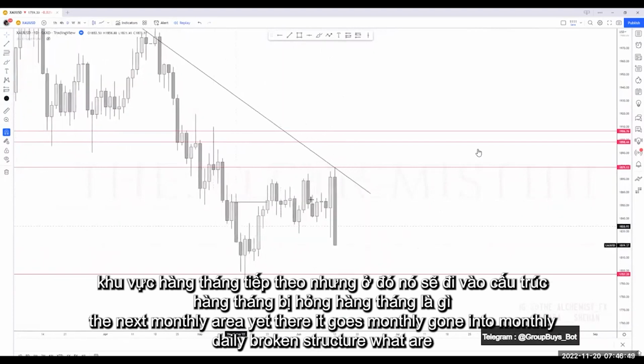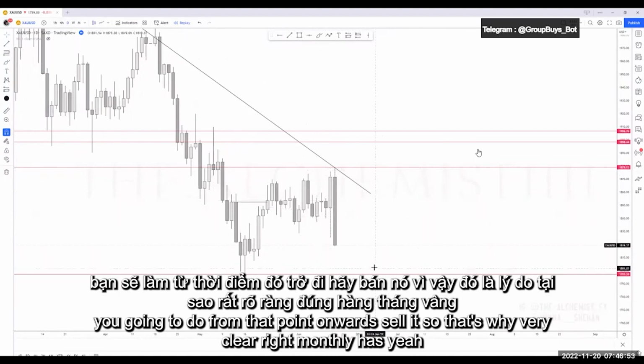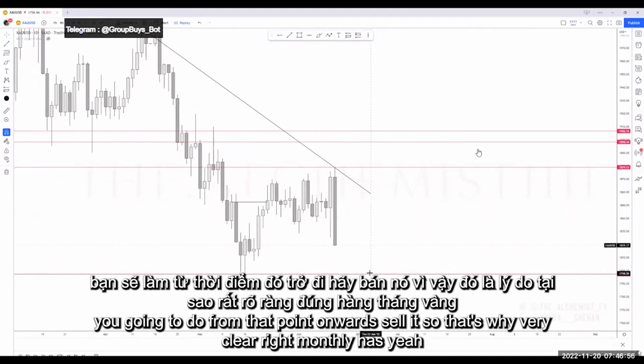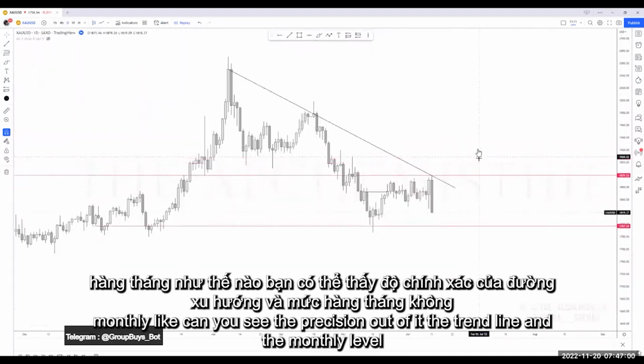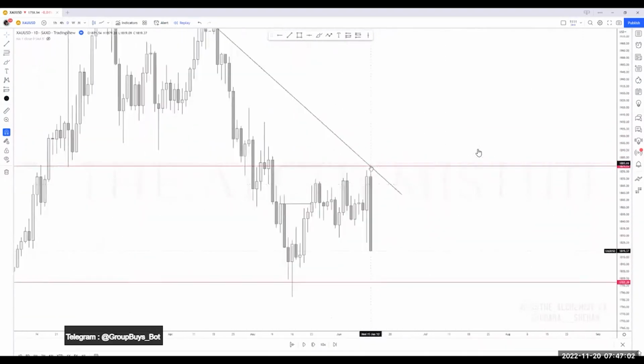There it goes. Monthly gone into monthly, daily broken structure. What are you going to do from that point onwards? Sell it. Because why? Very clear, right? Can you see the precision out of it? The trend line and the monthly level together.